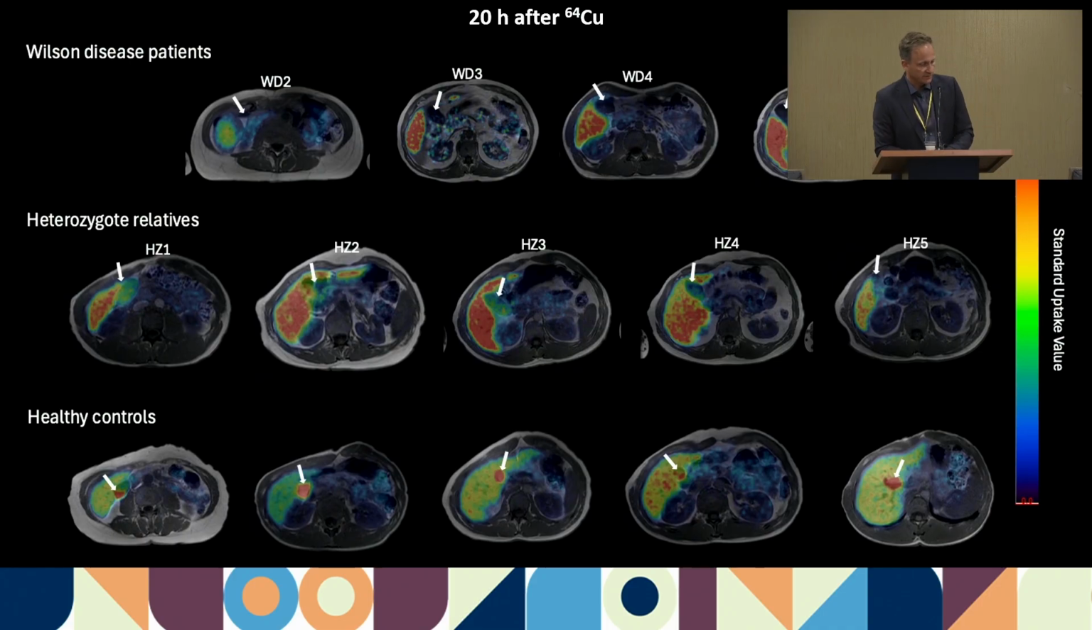So this is another way of showing the same thing. If you look at the first 4 pictures on top, these are actually Wilson's patients. And if you look at the small arrows, it's the gallbladder, and it's completely empty, as you might see. So no radioactivity there. Go to the heterozygotes in the middle. They have a little bit, so it's a greenish color, whereas the healthy controls have a more extensive excretion where you can see the copper has now turned red, or the intensity of the radioactivity has now turned red.